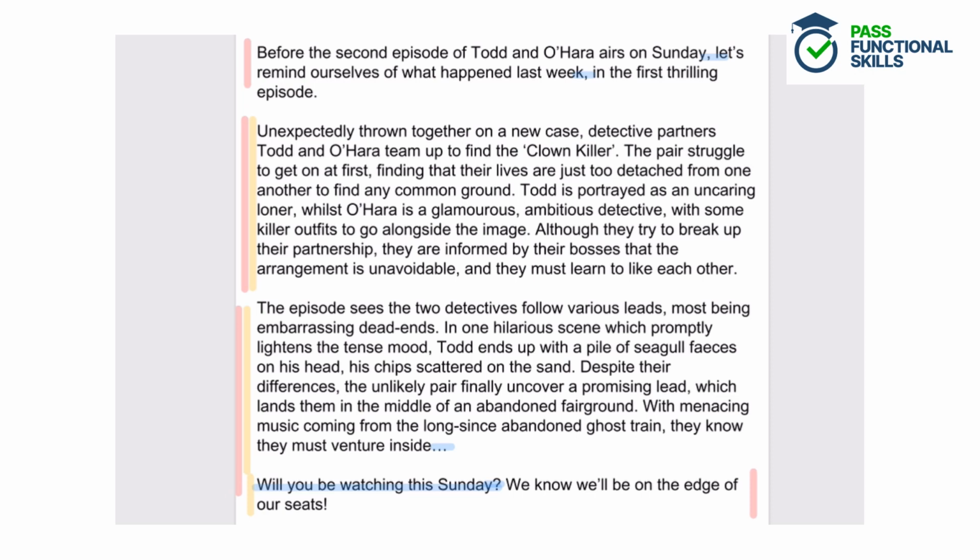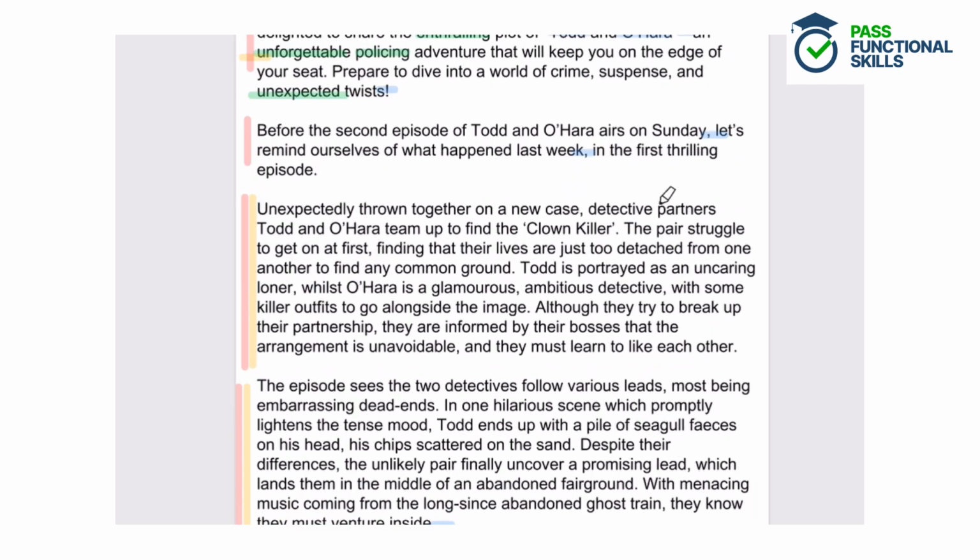So to achieve cohesion, we've got to make sure that all of our sentences and paragraphs link together really well, and we join up ideas so that they can flow effectively. So in this answer, we've got sentences that flow on from one another and are linked together. So in the third paragraph, it says, "Unexpectedly thrown together on a new case, detective partners Todd and O'Hara team up to find the clown killer." And then the next sentence follows on from this one by saying, "The pair struggle," referring to the pair Todd and O'Hara.